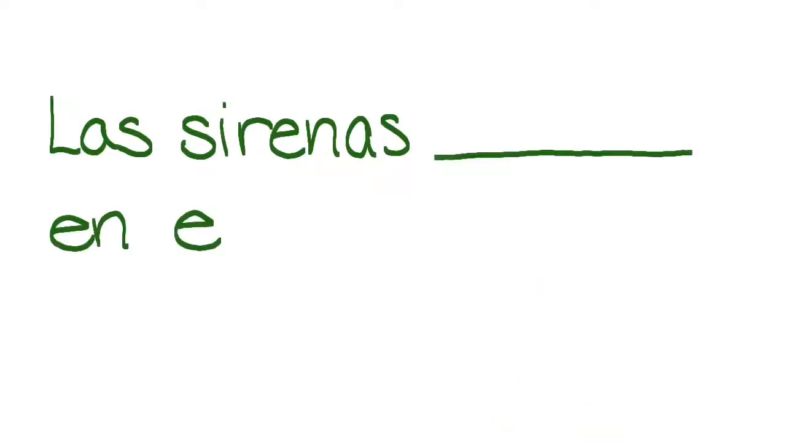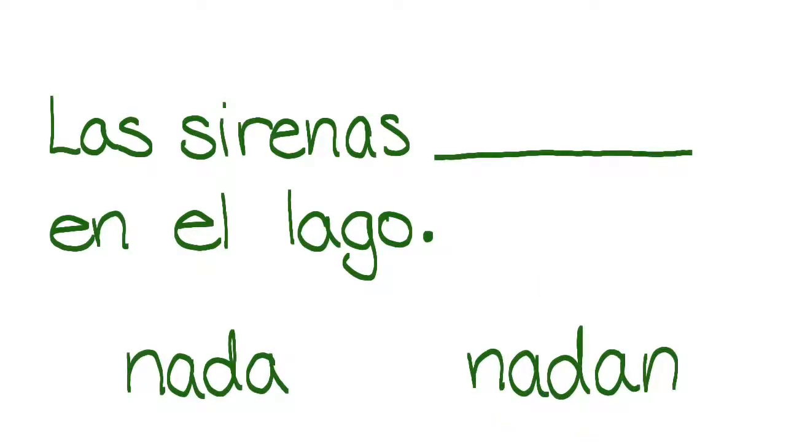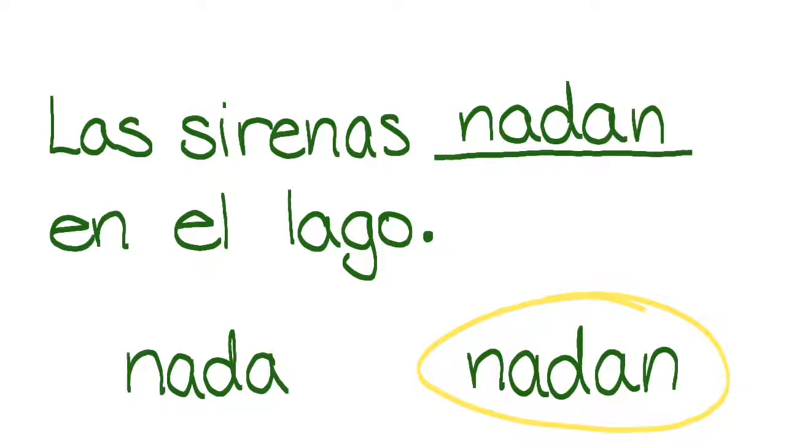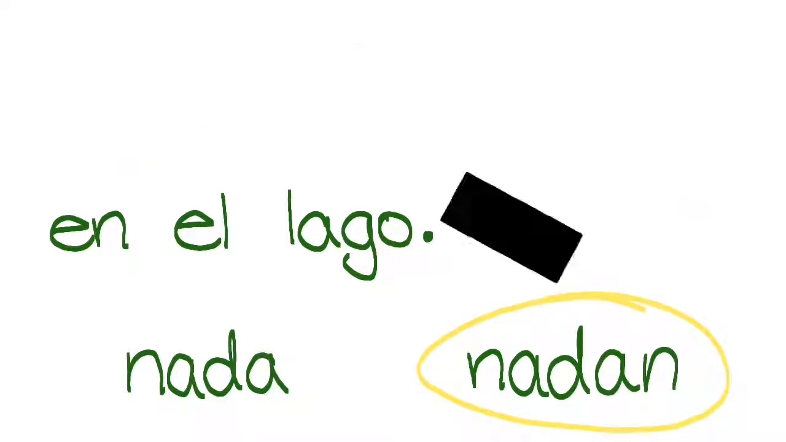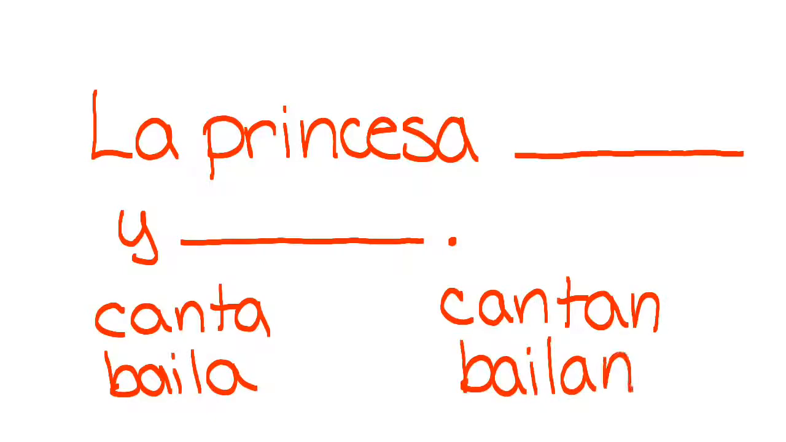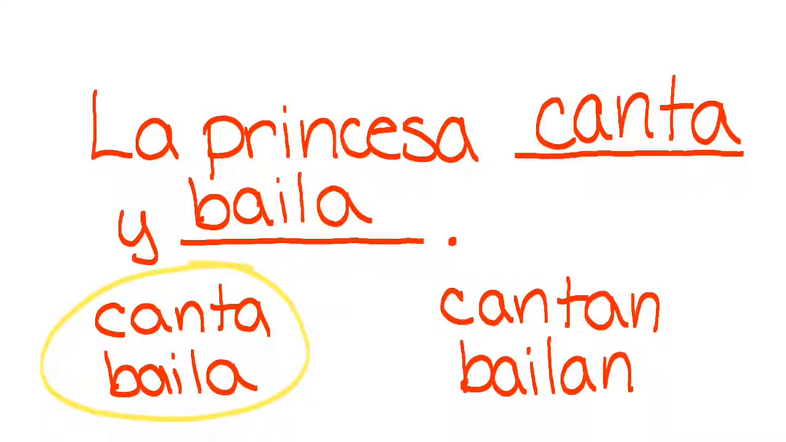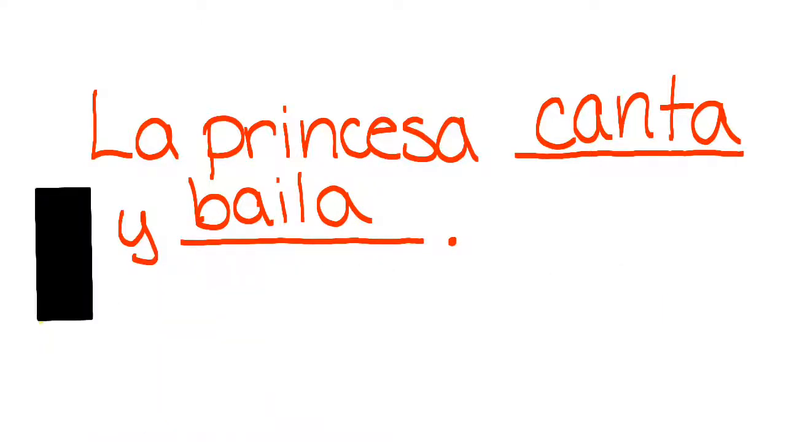Las sirenas nada o nadan en el lago. Las sirenas nadan en el lago. Las sirenas is plural, so we use nadan, the plural form of the verb nadar. La princesa canta y baila o cantan y bailan. La princesa canta y baila. La princesa is singular, so we use canta y baila, which are the singular forms of those verbs.